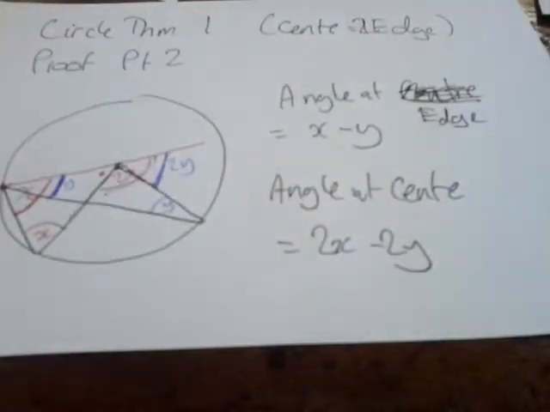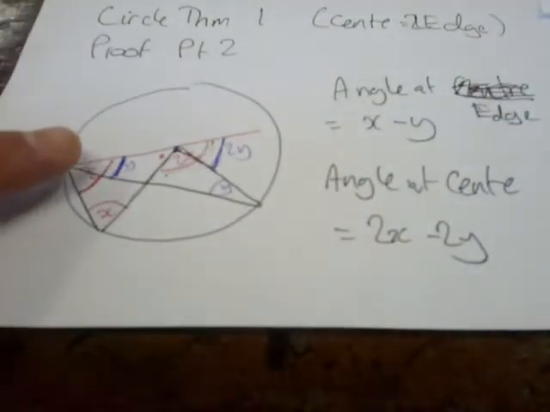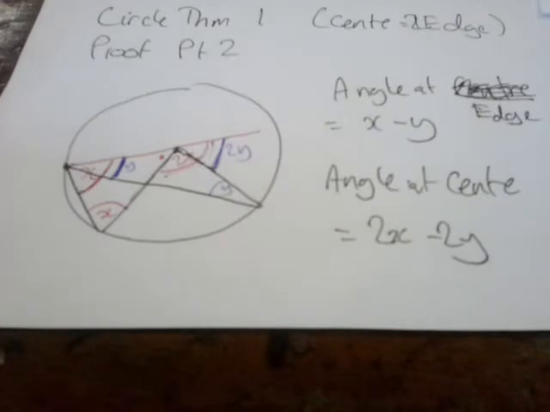So it's different from the previous proofs, but the conclusion that the angle at the centre is twice as big as the angle at the edge is still always true.